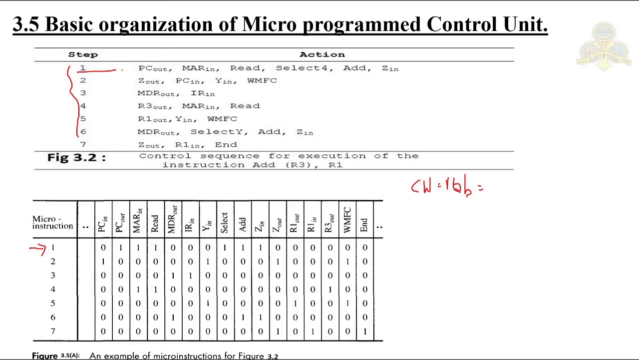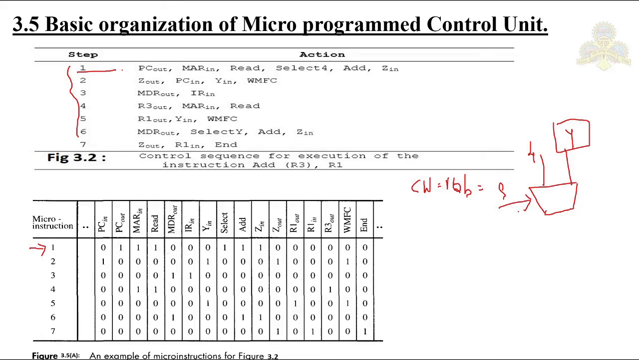So how can we represent the select lines of the multiplexer? If you remember the single bus organization, we had a 2:1 multiplexer, wherein one input was the constant 4 and the other input was taken from the Y register, and we had a signal called select. So here we have select 4, which we cannot represent in this routine.